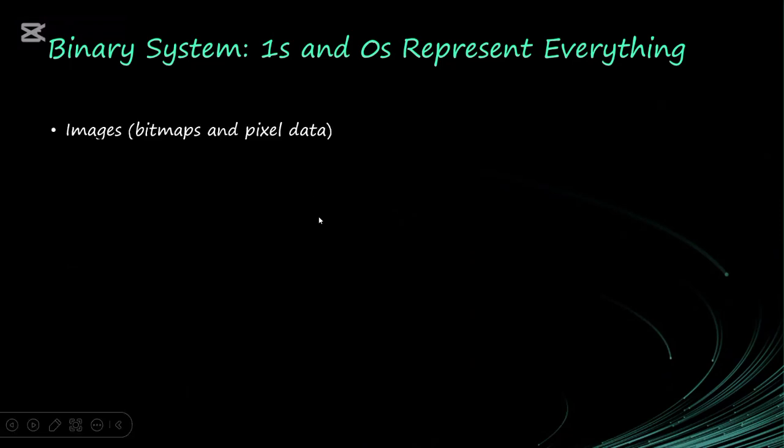So still on the binary system, your images are also represented in zeros and ones. You can represent images in bitmaps. Now, these are different data types, or you can represent it in pixels, all right?